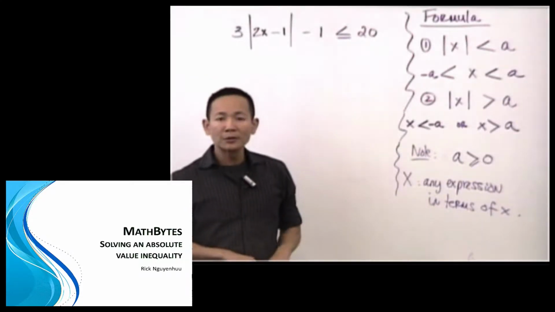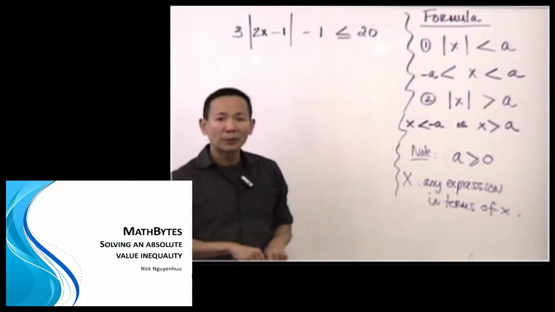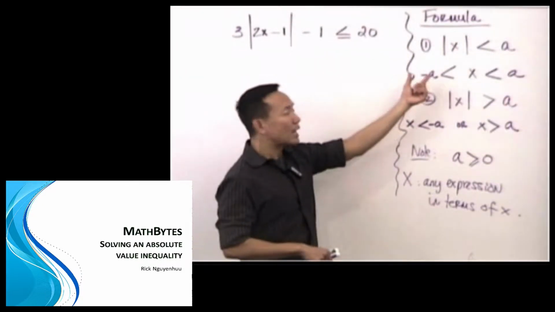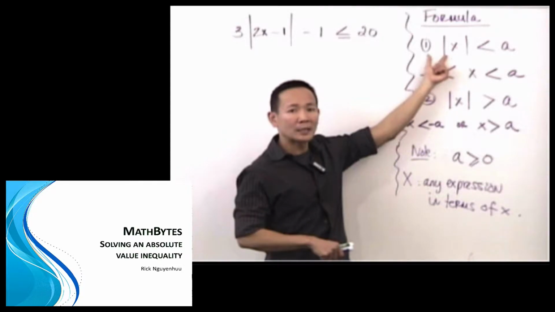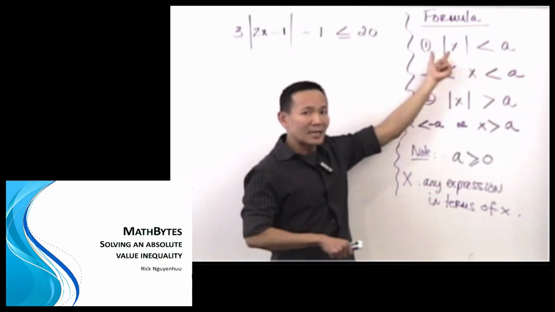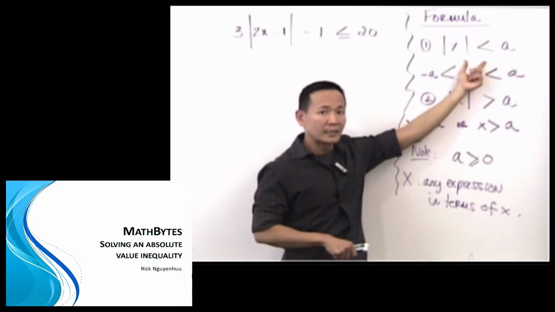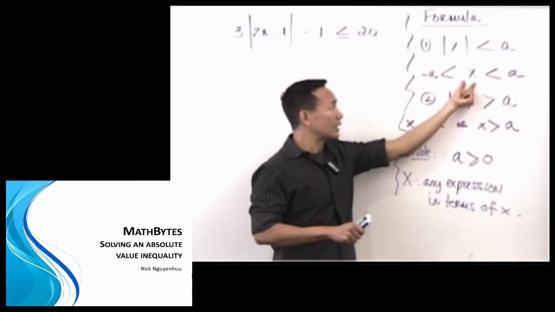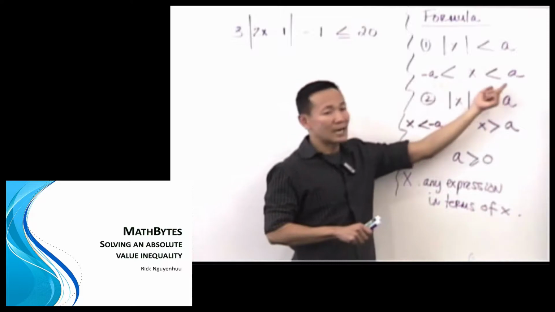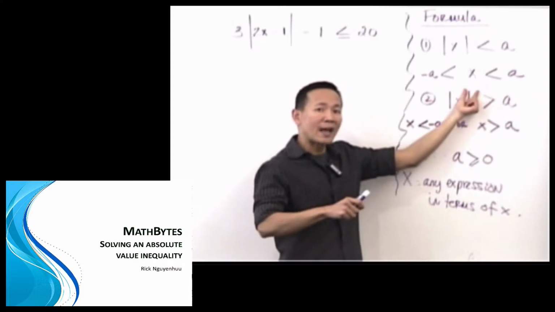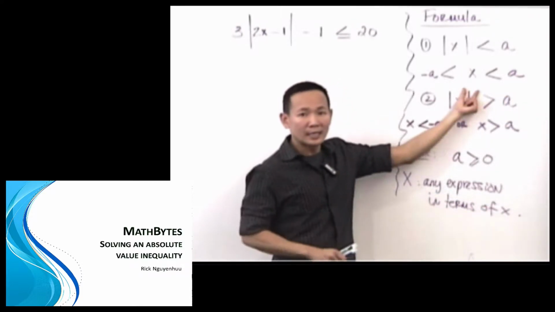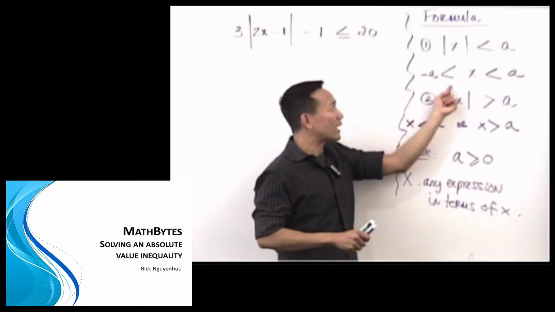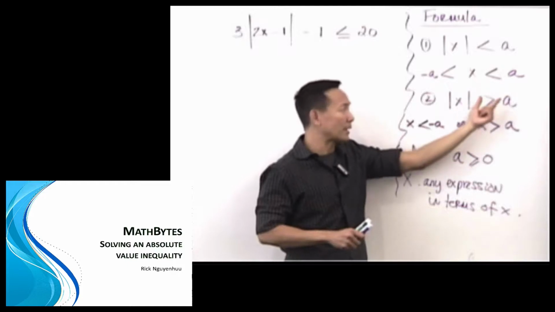You have to remember 2 important formulas. Formula number 1: after I isolate the absolute value quantity, and it is less than a, then I could conclude x is between negative a and a. In this case, if you have to write it out in the inequality, we can say that x is greater than negative a and x is less than a.